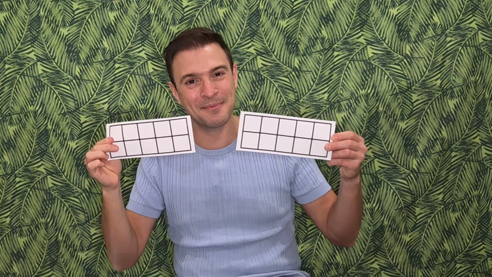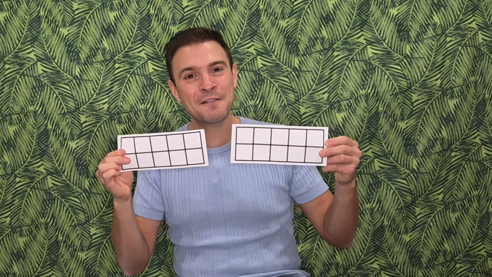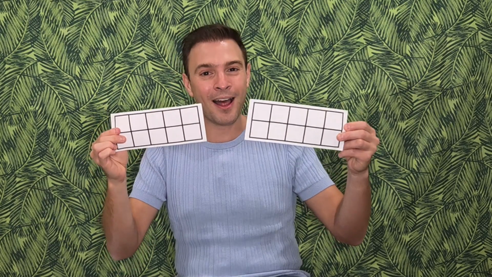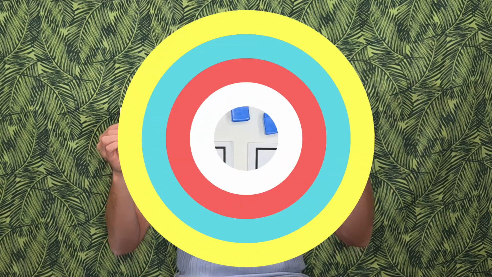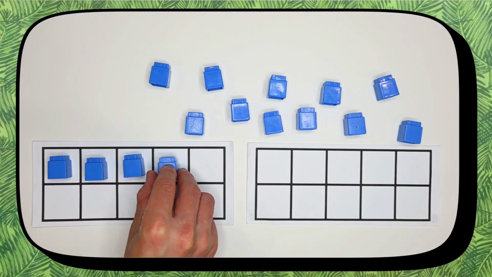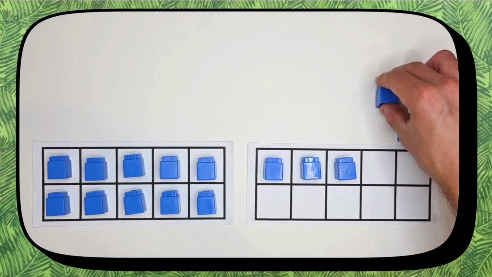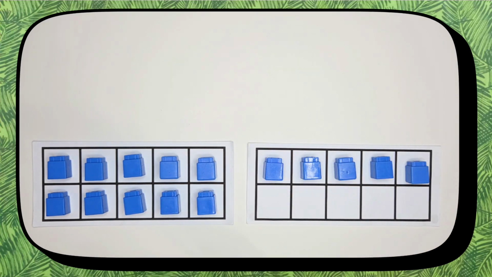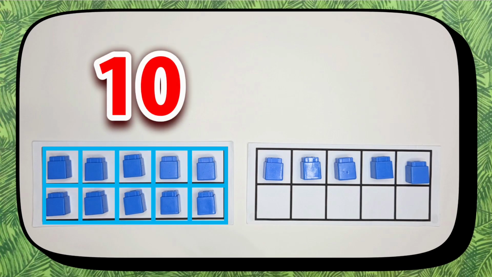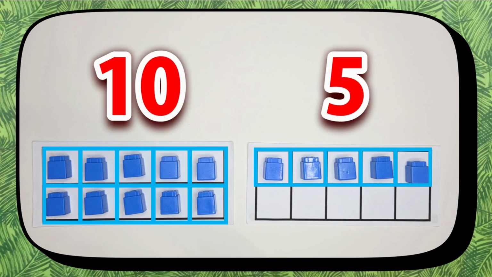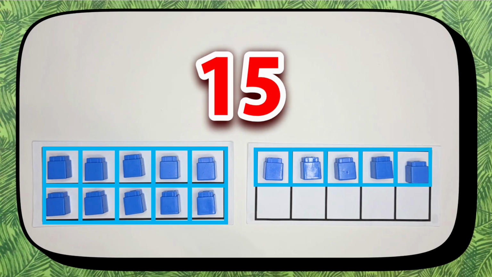Now, as we know, a great way to organise bigger numbers is by using 10 frames. Now, 15 is bigger than 10, so we're going to need 2 10 frames. Organise your collection of 15 into 10 frames while I organise mine. What do you notice? 15 is one full 10 frame and then 5 more. 10 and 5 is 15.